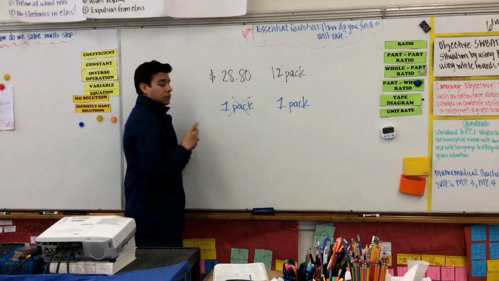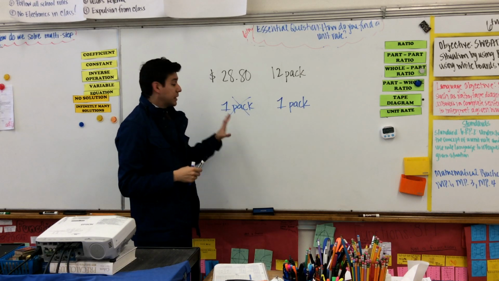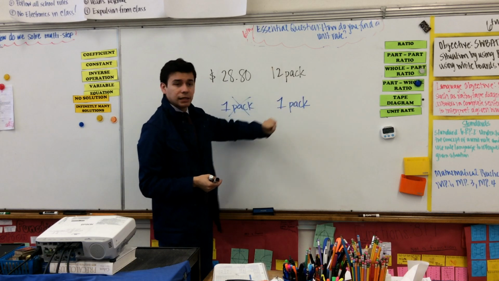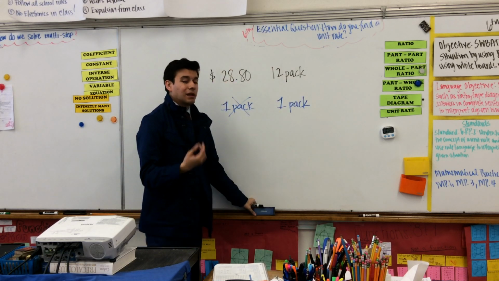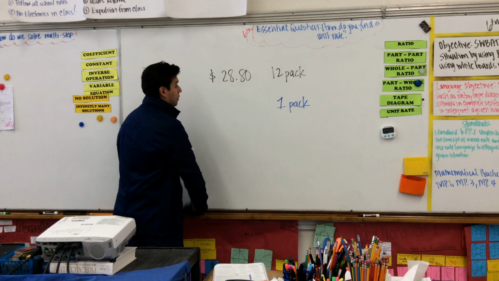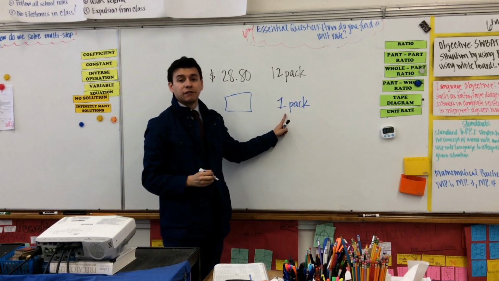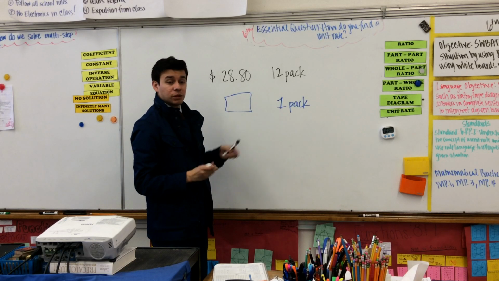Why is this wrong? The reason why this is wrong is because the units have to go together. So packs go with packs, money has to go with money. And not only that, in the problem, they ask you, how much does one pack of markers cost? So this is what we're looking for.